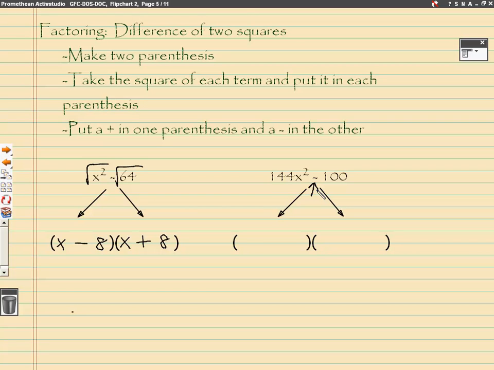The square root of 144 is 12, and the square root of x squared is x. The square root of 100 is 10. So I'm going to do 12x and 10 in both parentheses. Now, in one parentheses, I'm going to put a minus, and in the other, I'm going to put a plus, and I'm done. Okay?